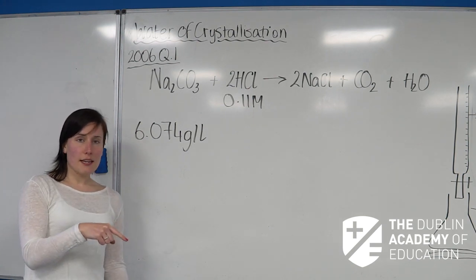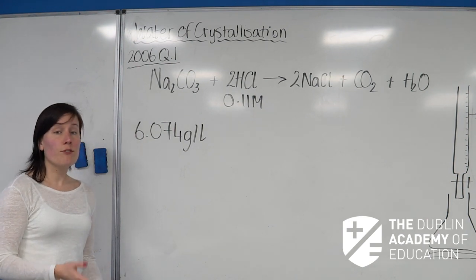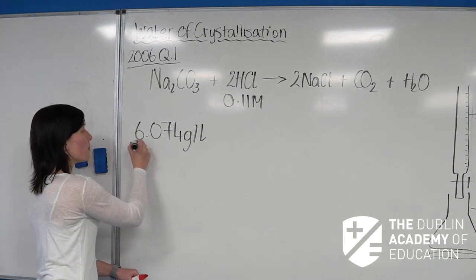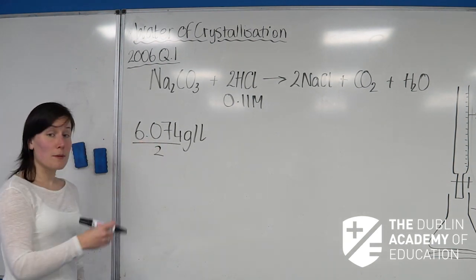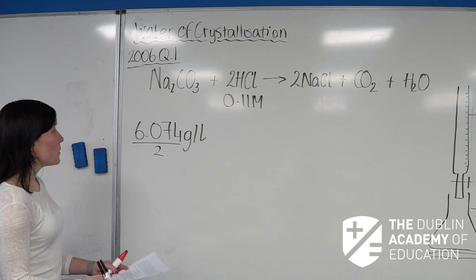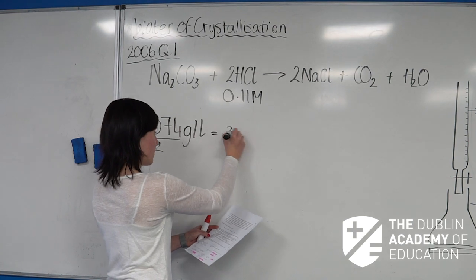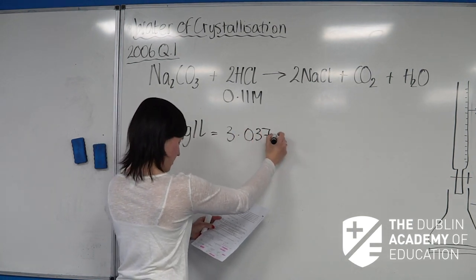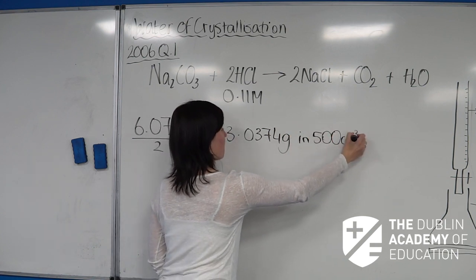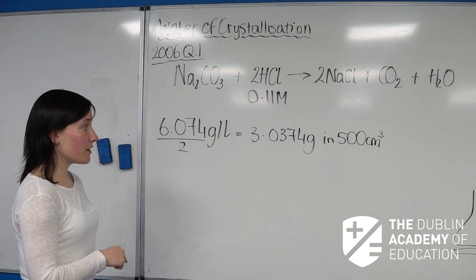But if we read back to the start of the question, we see that we didn't prepare a litre of solution. 500 centimetres cubed was prepared. So what we need to do here is divide this number by 2 to find out how much sodium carbonate was actually in the solution prepared in this experiment. So we divide 6.074 by 2, and we get 3.0374 grams in 500 centimetres cubed. So that's the mass of sodium carbonate in our solution.